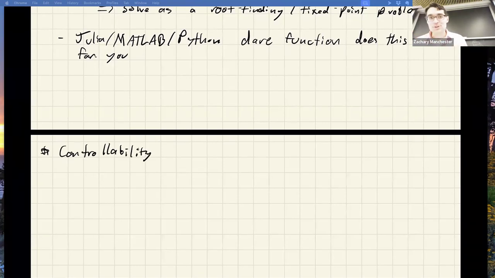This is, again, some loose ends on the LQR story. So the basic thing here that we're trying to get at is, how do we know if LQR will work? And specifically, how do we know if it can stabilize the system? Right.